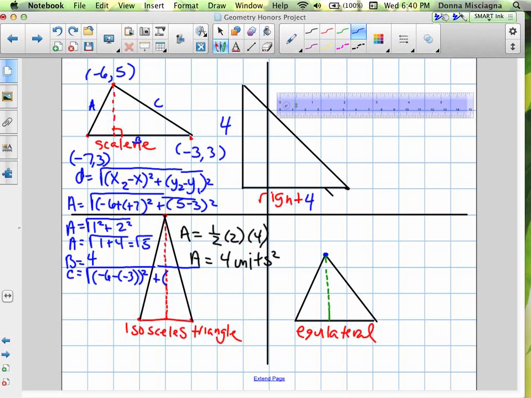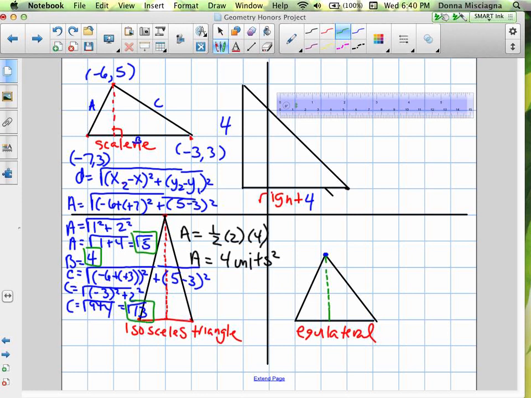So this would be negative 6 minus a negative 3 squared plus, and then the y-coordinates is going to be 5 minus 3 squared. So that's negative 6 plus 3, so that's negative 3 squared plus 2 squared. And so that would be 9 plus 4. That's the square root of 13. That doesn't simplify. That's a prime number. All right, so there I found all three sides. A was the square root of 5, B was 4, and C was the square root of 13.